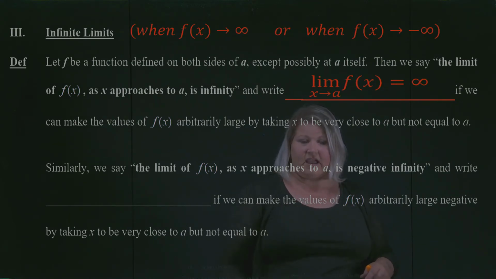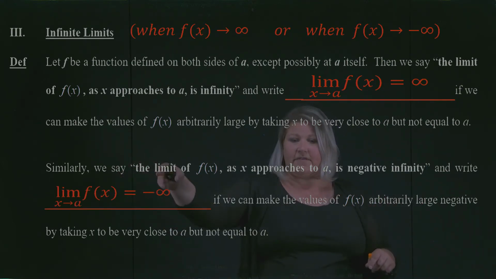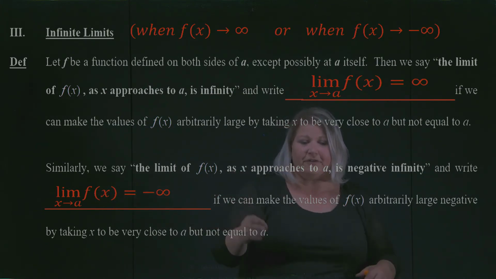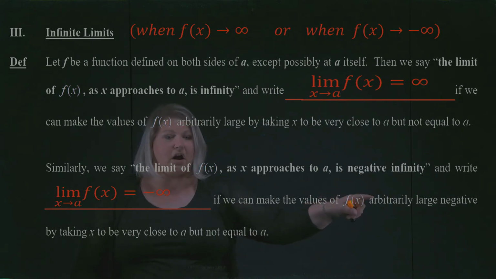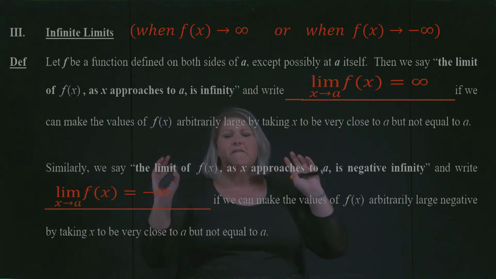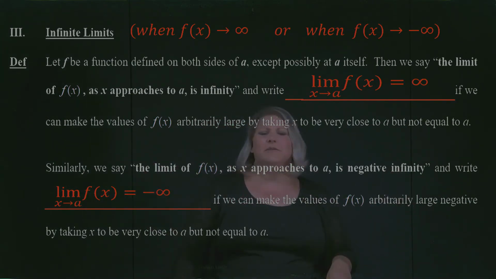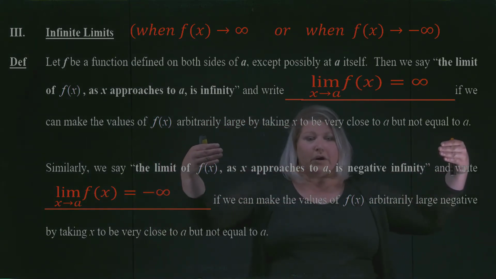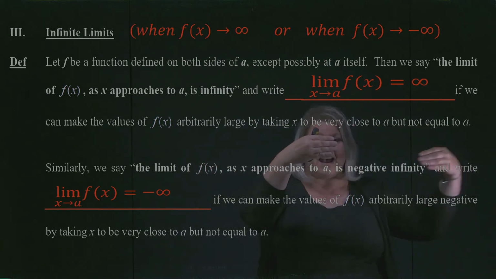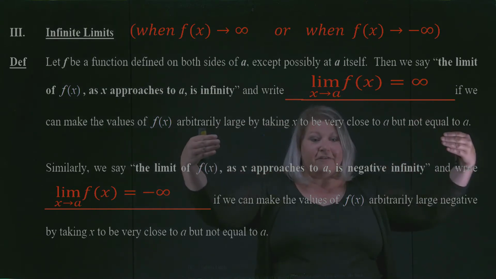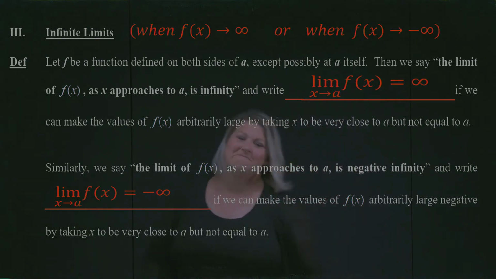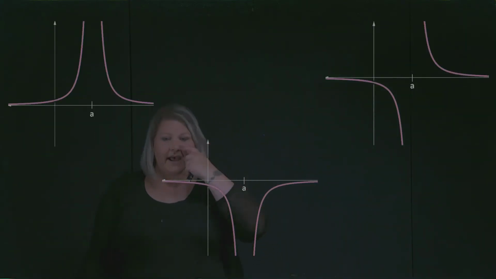infinity. Okay, and we write this, the limit of f of x as x approaches a is equal to negative infinity, if we can make the values of f of x arbitrarily large and negative by taking x to be very close to a, but not equal to a. In other words, we're approaching x to a from the left-hand side and the right-hand side, and the function is going down, right? Okay, let's take a look at some examples of that.